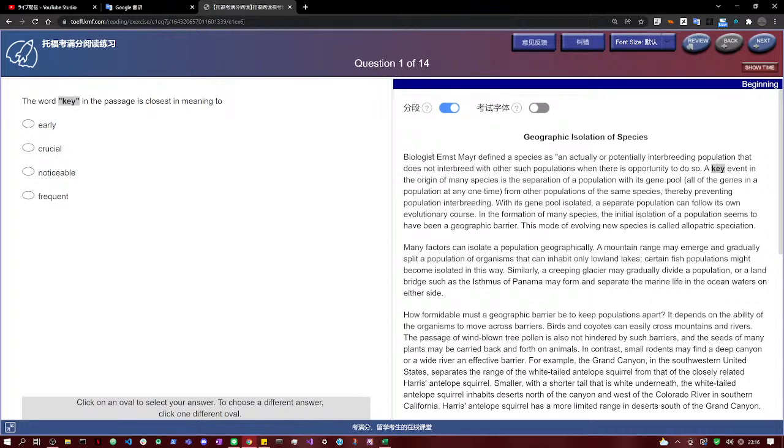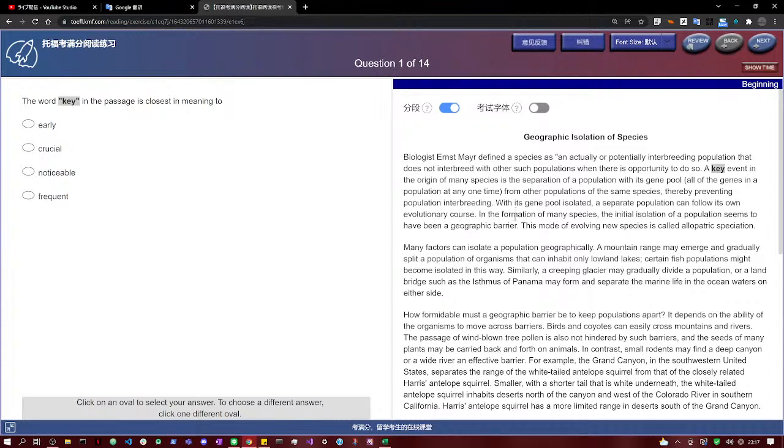Geographic isolation of species. Biologist Ernst Mayr defined a species as an actual or potentially interbreeding population that does not interbreed with other such populations when there is opportunity to do so. A key event in the origin of many species is the separation of a population with its gene pool, all of the genes in the population at any one time, from other populations of the same species, thereby preventing population interbreeding. With its gene pool isolated, a separate population can follow its own evolutionary course.